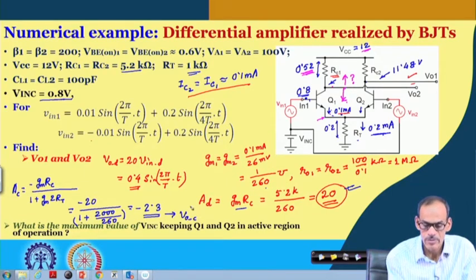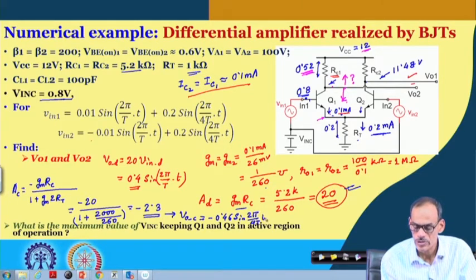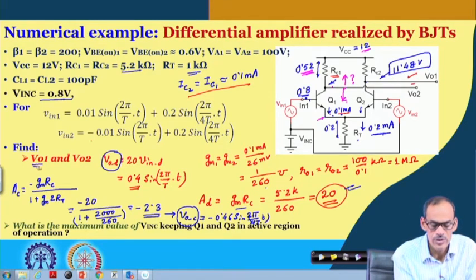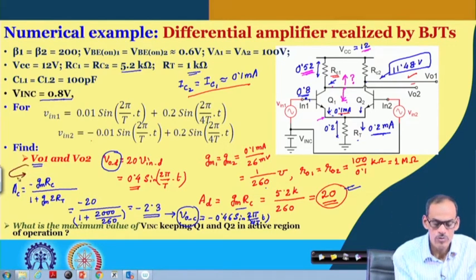Now, VOC can be obtained by multiplying this 0.2 with 2.3. So, that gives us minus 0.46 sin 2 pi by 4 capital T into small t. So, that is the VOC, and then this is the VOD, and the DC voltage is given here. From that you can find the individual signal, namely say VO1, I am doing only one for you.